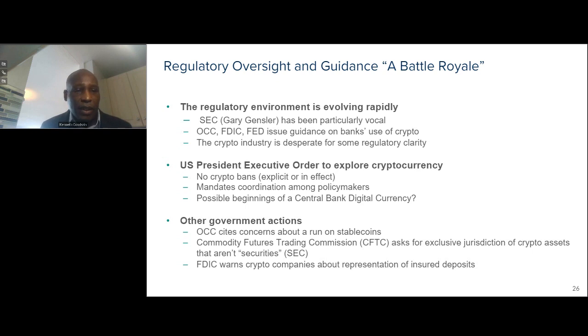And then, of course, the OCC cites concerns about a run on stablecoins, right? What are we going to do with stablecoins? Do we actually look at stablecoins in a more concrete way? And what that means is, how do we put stablecoins? Do we put stablecoins on the banking side, or do we put stablecoins on the security side? And if we do put stablecoins on the security side, does that mean it acts as a money market account and you have to register with a registered investment advisor to be able to purchase stablecoins?